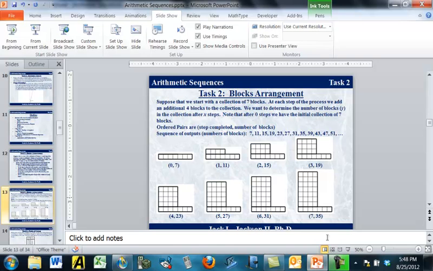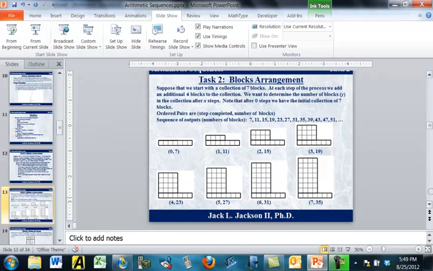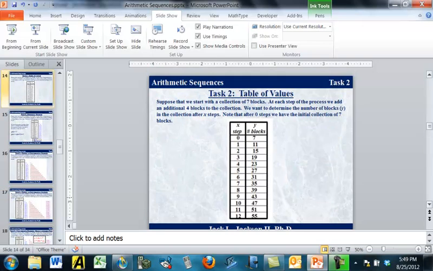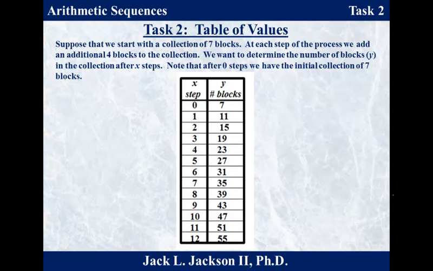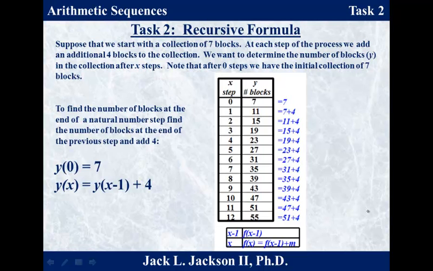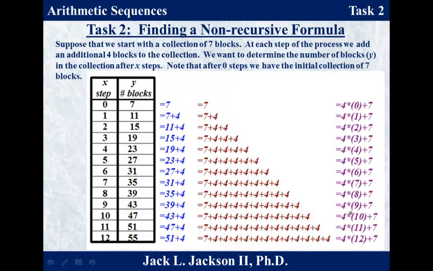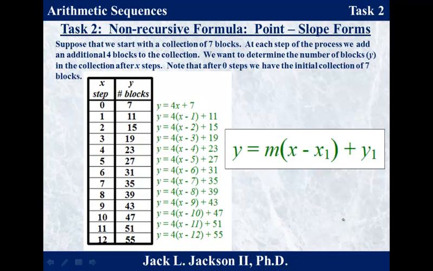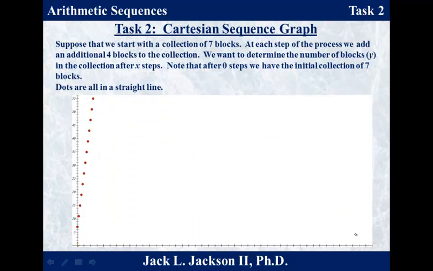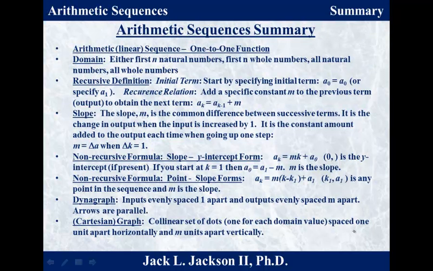So let's go back to here and just look at what we have on our PowerPoint so you can see these different sequence of block arrangements. And let's go ahead and just go back to here. So this is the table. There's your recursive formula worked out, the steps leading to a non-recursive formula there, and then the point slope forms, and then there's the graph. So let's review real fast.